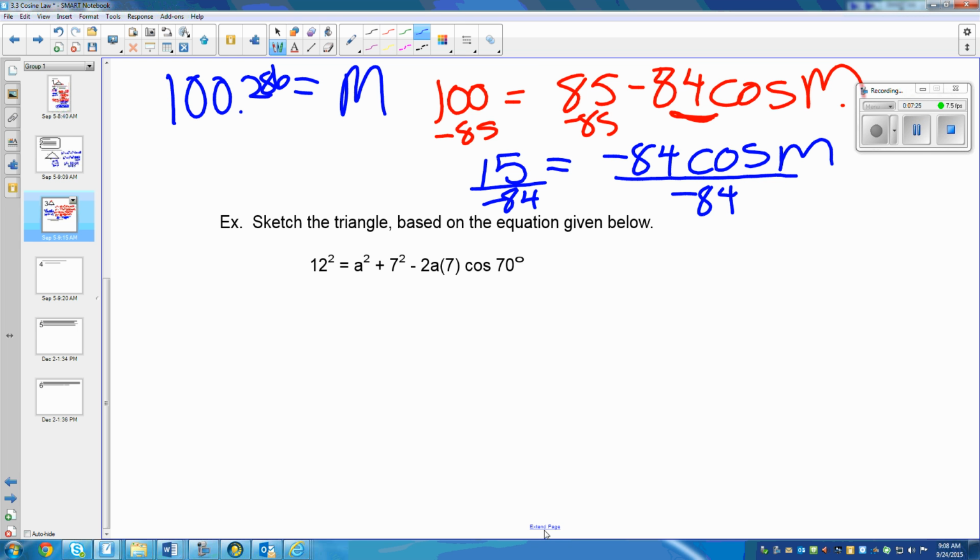How about you try and sketch a triangle based on that formula? I'll give you 1 minute. So I was walking around and this is what I saw first.